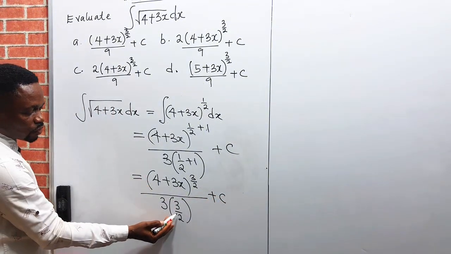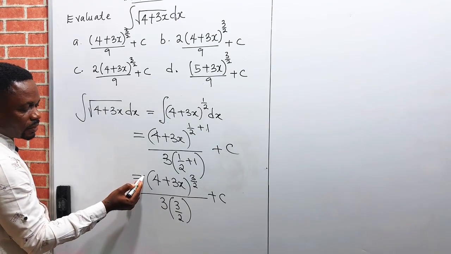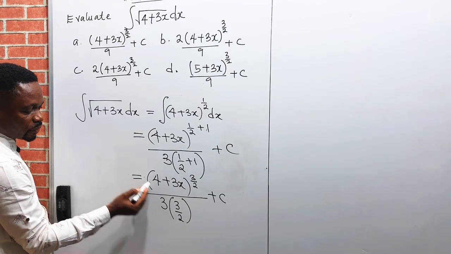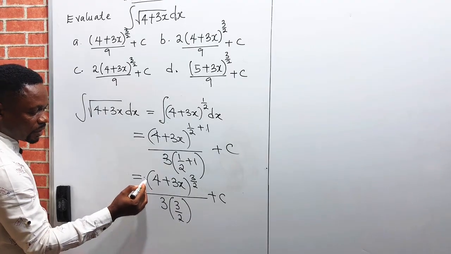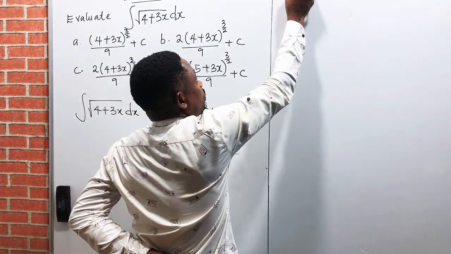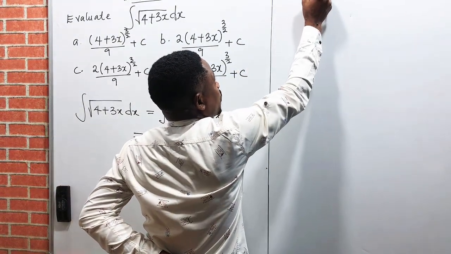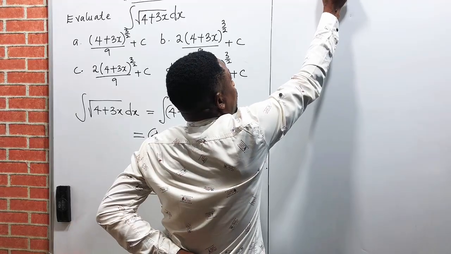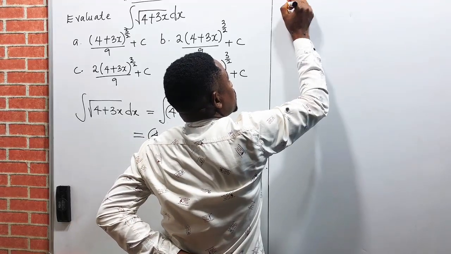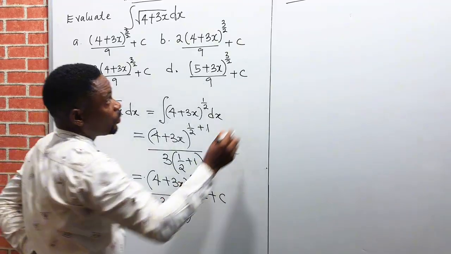So what you do now is use this 2 to multiply the numerator. 2 times this bracket gives 2 open bracket 4 plus 3x, all raised to power 3 over 2, then divided by the denominator, which is now 3 times 3. What is 3 times 3?